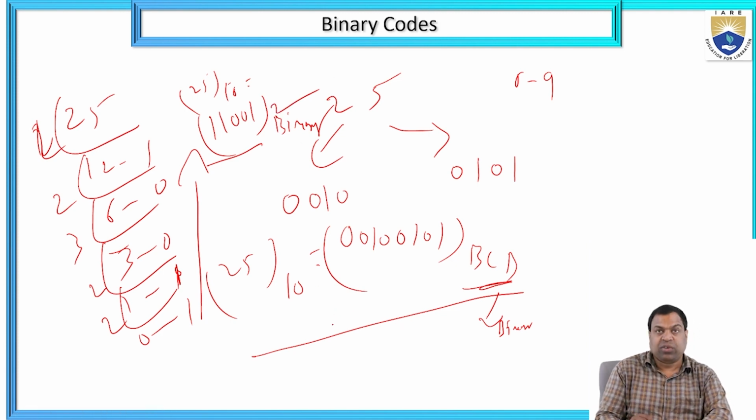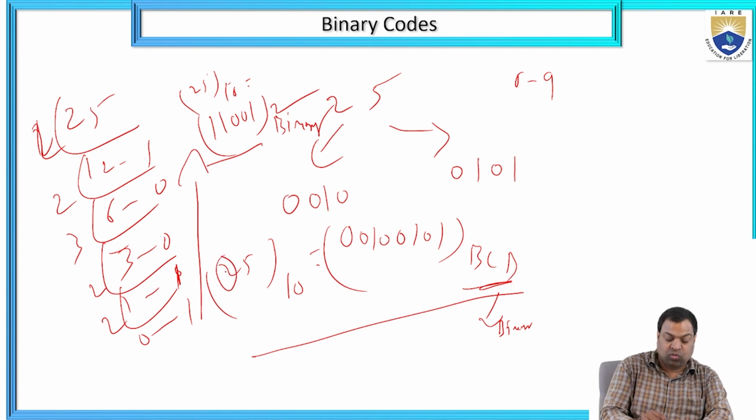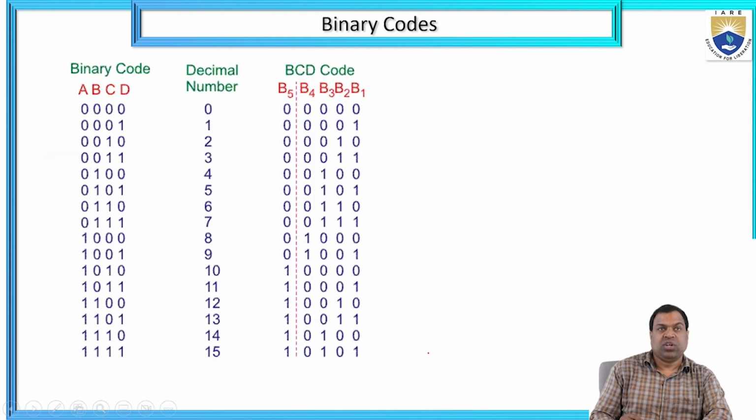But here I converted 25 base 10 to binary coded decimal. So what is the value of 2 in the table and what is the value of 5? Here the 2 value and here the 5 value. We put both together, and we get 25 base 10 converted to BCD.